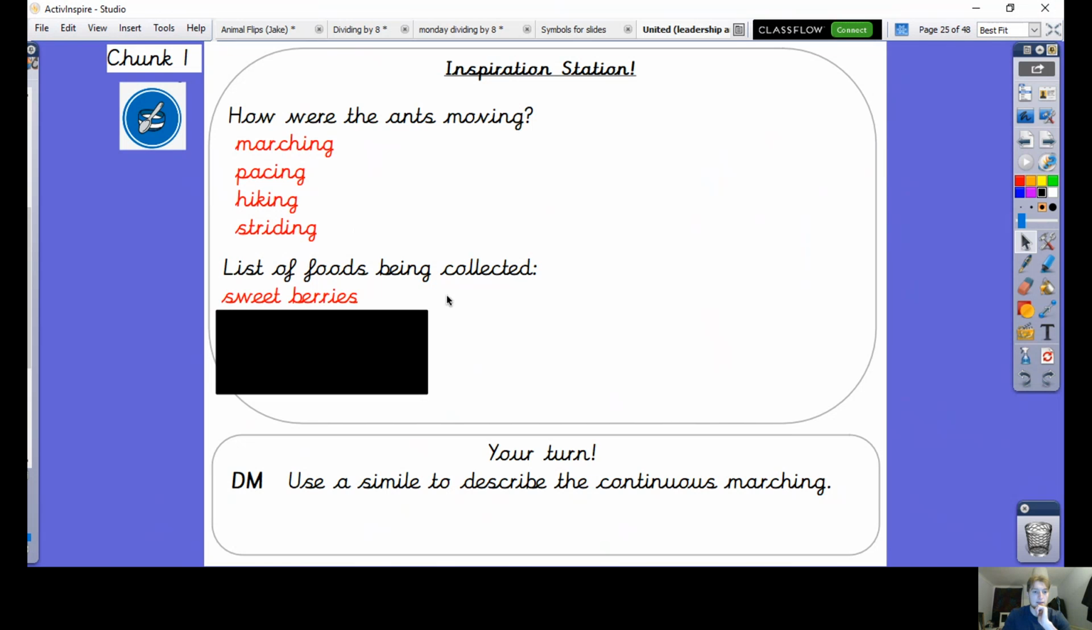Right, let's have a look at this second sentence then. Let's think of a list of foods that are being collected by the ants. So if you had a look at the video, I saw they were carrying some berries. And can you see that I've used a noun phrase? I've described the berries by saying they were sweet. How they tasted, wasn't it? They tasted sweet. So have an idea of what you think the ants were carrying, and then use a noun phrase to help describe maybe what they tasted like. Okay, so pause the video and do that now.